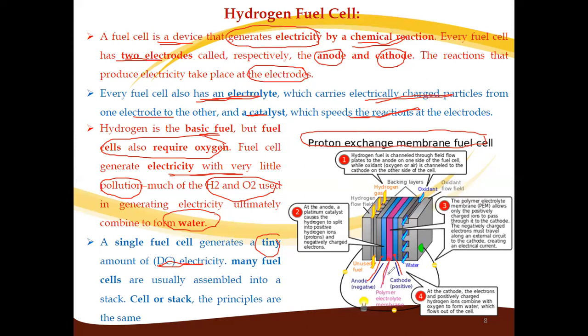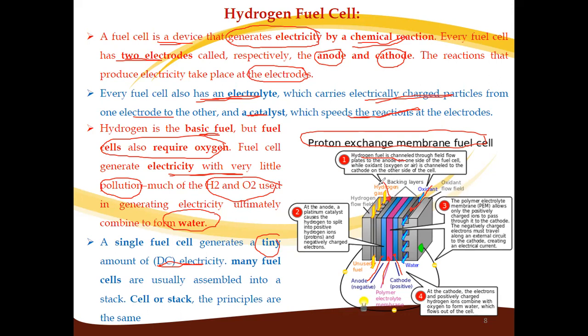Polymer electrolyte membrane is there. So hydrogen fuel is channeled through the flow field of this plate to the anode on one side of the fuel cell, while oxidant, that is oxygen or air, is channeled to the cathode, the other side of the fuel cell. So on this side, we channel the oxygen or oxidant, and from this side, the hydrogen gas will flow.